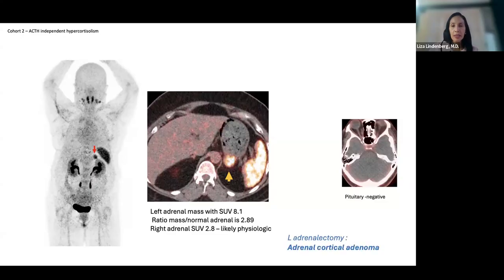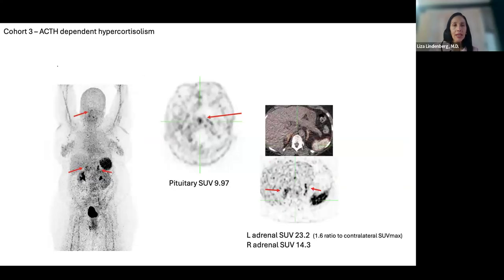And he did go on to adrenalectomy, and it was confirmed to be an adrenal cortical adenoma. In this particular case, this was ACTH dependent hypercortisolism with focal uptake in the pituitary, and you can see corresponding high expression in both adrenal glands. This patient did go to surgery to have a pituitary biopsy, and it also confirmed that there was an adenoma that was a corticotroph adenoma producing excess ACTH.